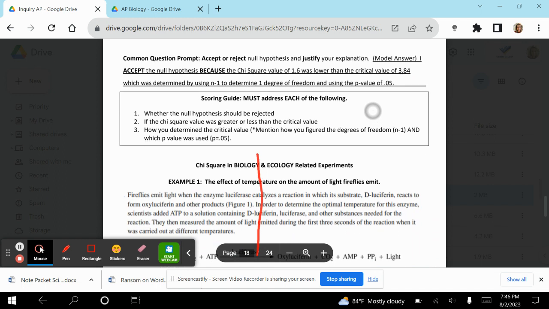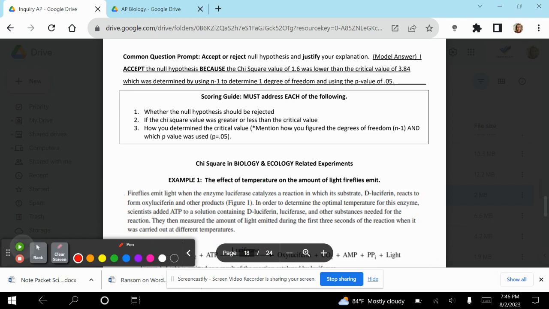Okay, so sometimes in an AP question, you're going to see a question and they're going to ask you to accept or reject the null hypothesis and then justify your explanation. Now, when you write your answer to this question, it's pretty easy to do the first part. So you're going to say, I accept the null hypothesis.